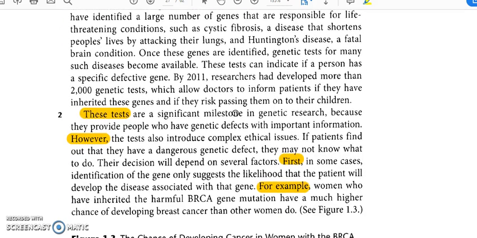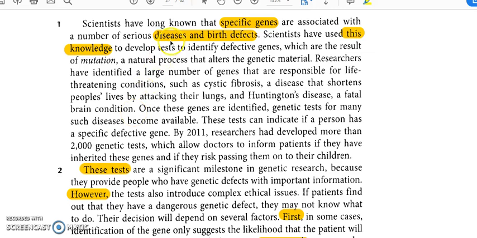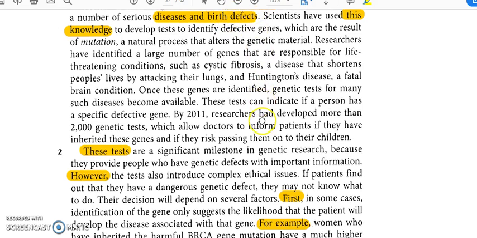Now, if we go on to the second paragraph, it immediately starts with these tests. Well, what tests? We need to go back and look. Those tests for diseases and birth defects in the different genes. And then we jump and we see the word however. These tests are very important, but however, the tests, in other words these, introduce complex ethical issues. And this is our main idea here. The tests also introduce complex ethical issues.